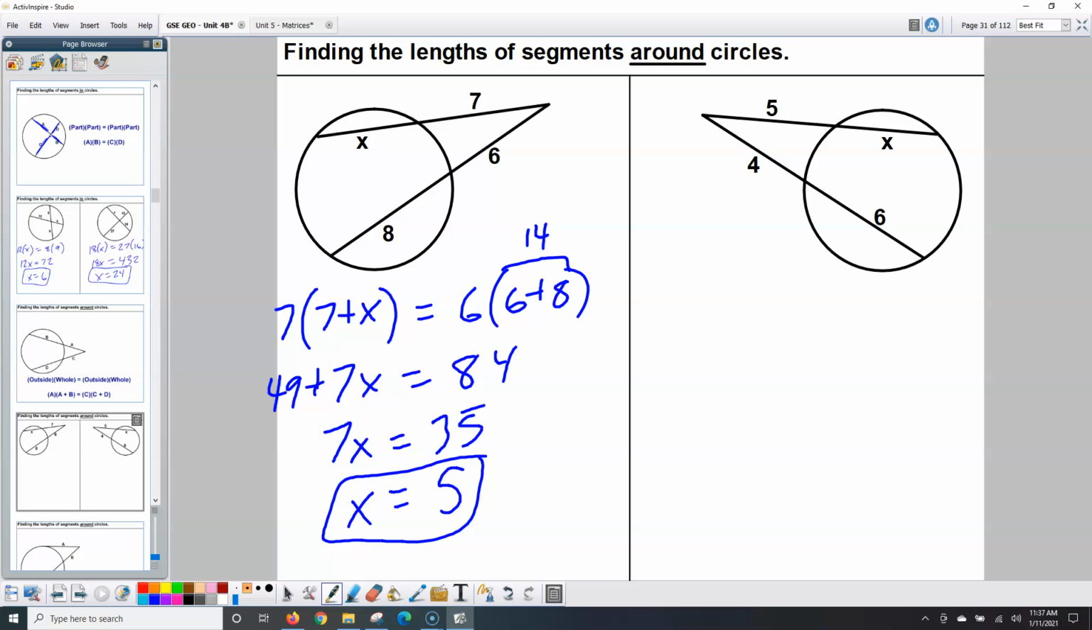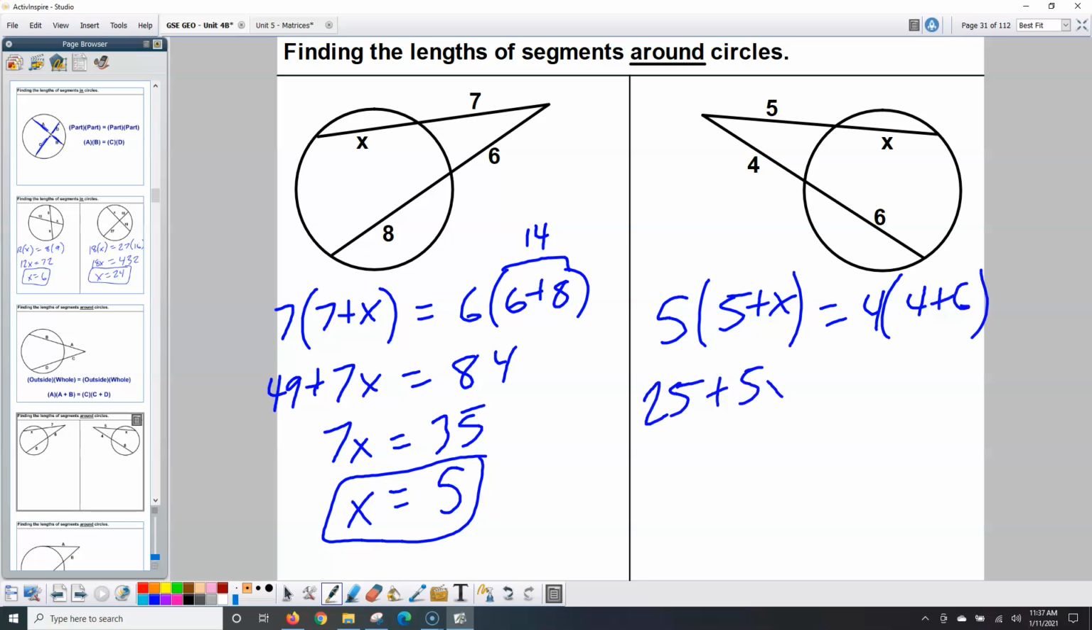Push pause, try that next one. Outside times the whole thing is 5 plus x equals outside times the whole thing is 4 plus 6. That's 25 plus 5x equals, that's 10, so that's 40 over here. Subtract the 25 over, you get 15. X equals 3.